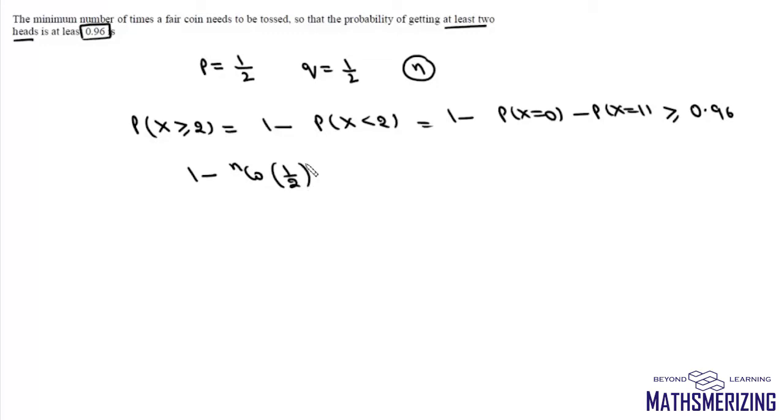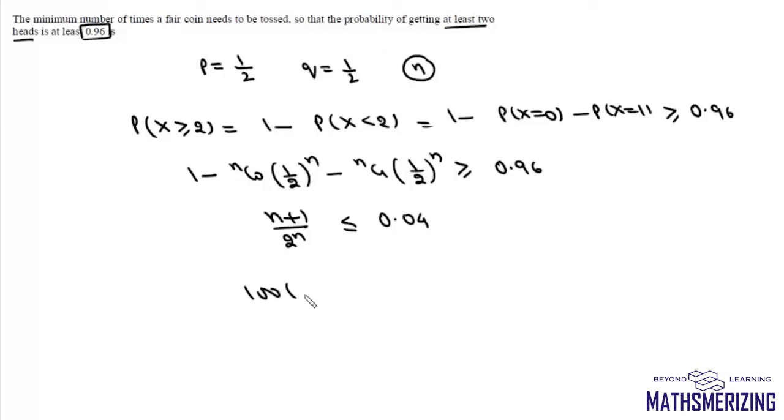So we can write 1 minus, now the probability of x equal to 0 is nC0 (1/2)^n, minus nC1 (1/2)^n, and it should be greater than or equal to 0.96. Now we can write this as (n+1)/2^n, and it should be less than or equal to 0.04. Now we can write this as 100 times (n+1) should be less than or equal to 2^(n+2).